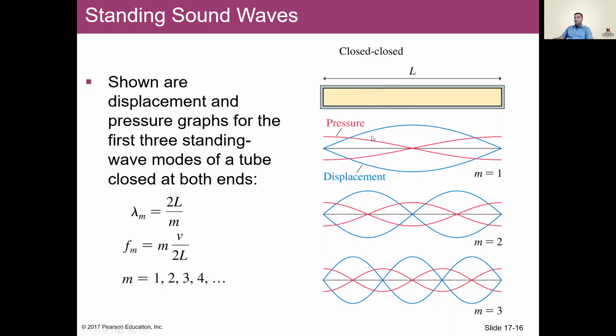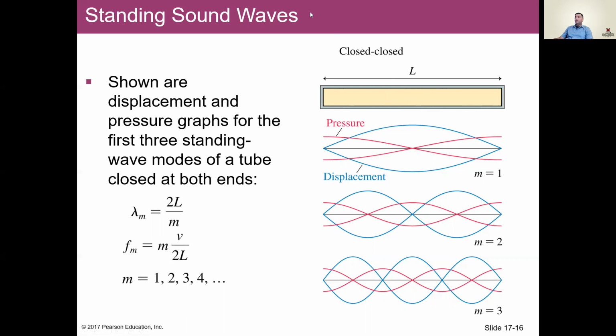So for example, in the closed format, you have pressure antinodes in the two ends, and the pressure node in the central part. When you have a pressure node, you have the displacement antinode in the middle, and you have displacement nodes in the two ends, right? So this is m equals 1.